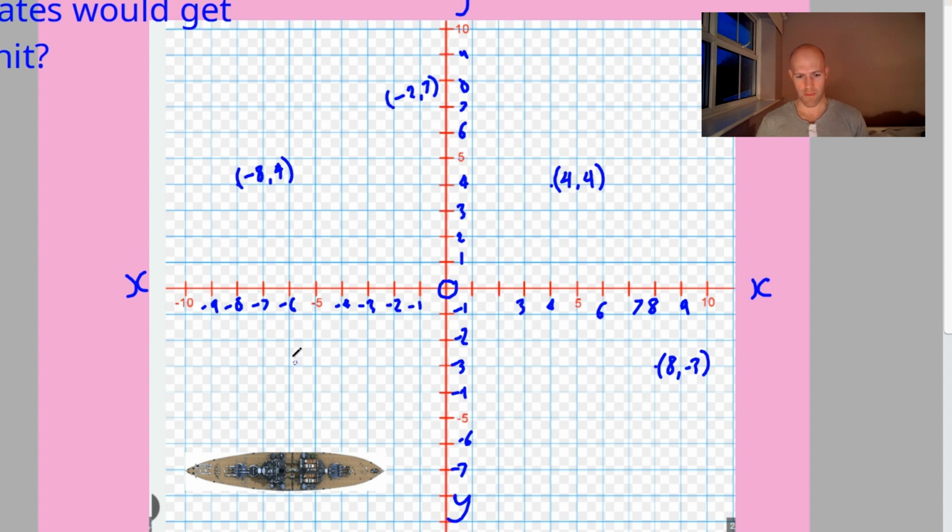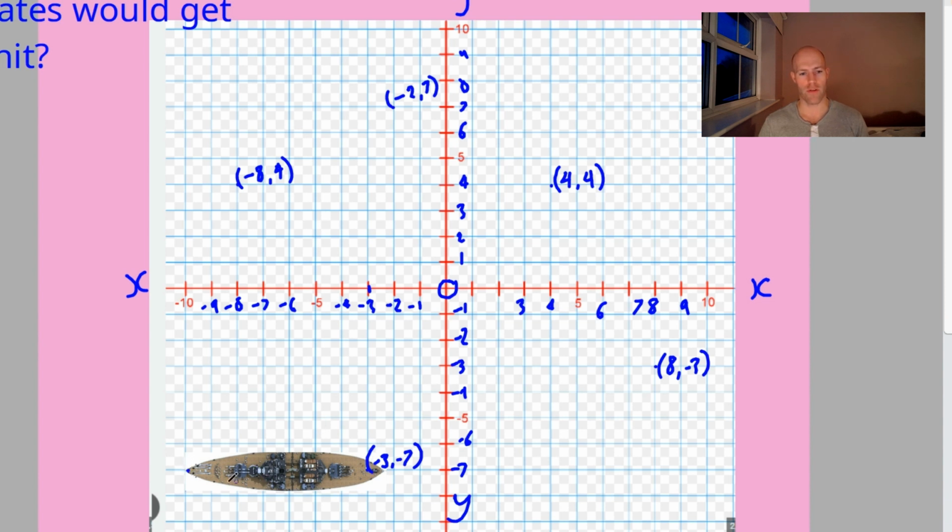And then finally, if we're looking to nail this battleship down here, I want to see somewhere where I can actually pick my grid lines out still. Along the corridor, so look at the horizontal first, the x-axis is -3 at that area, and we go all the way down to -7. So -3, -7 would get a direct hit on the battleship.